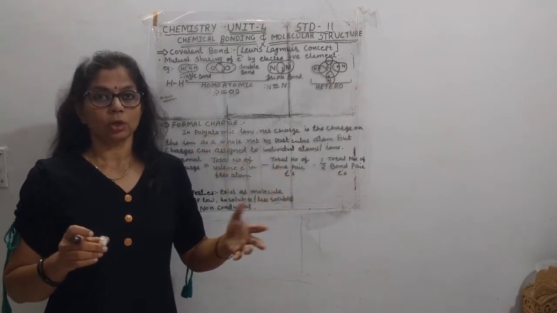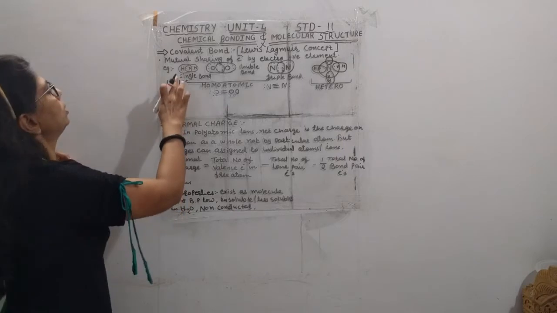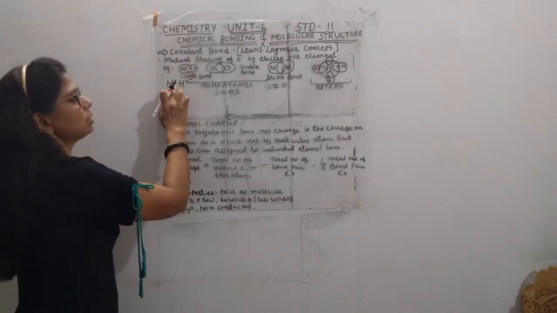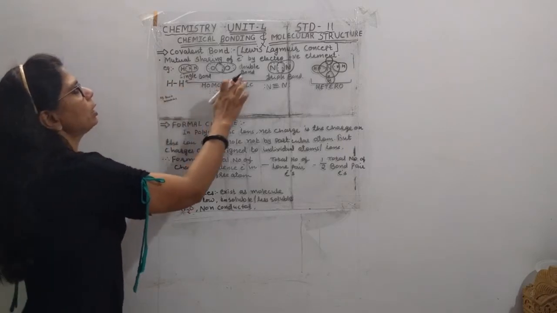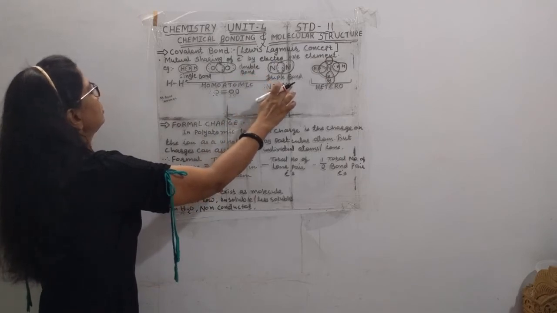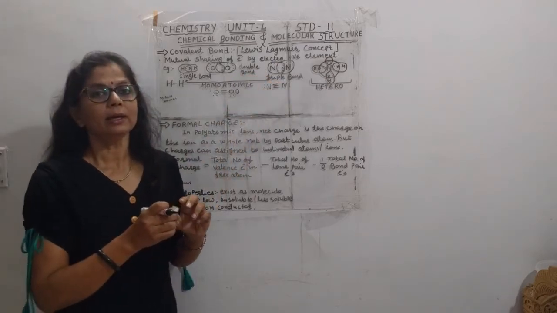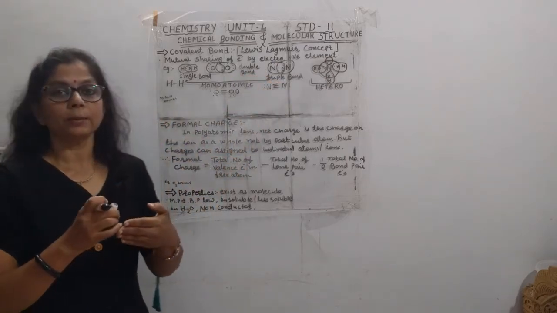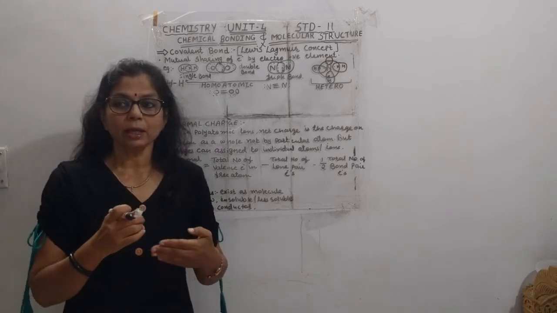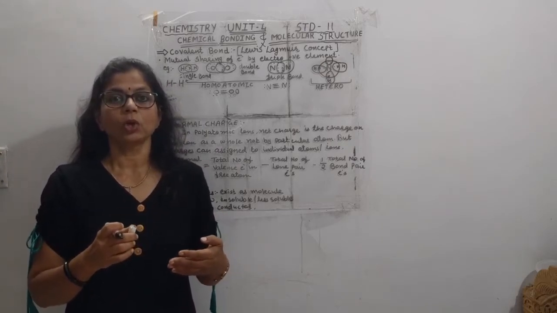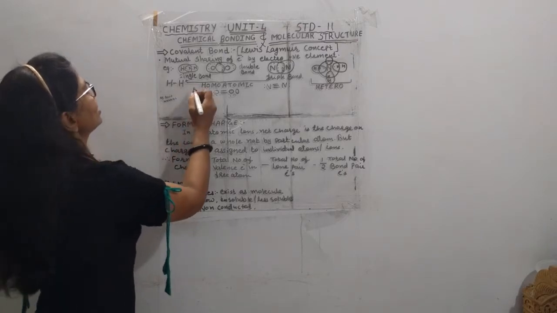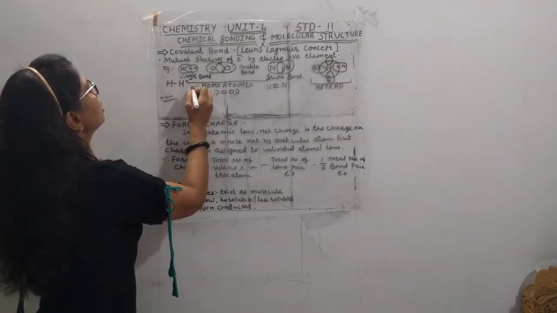So this is shown by single bond, double bond and triple bond. And here the same atoms are combining by sharing the electrons. So this is known as homoatomic.